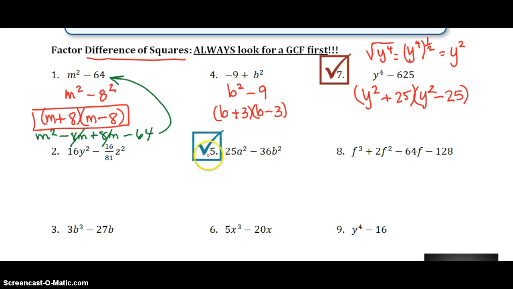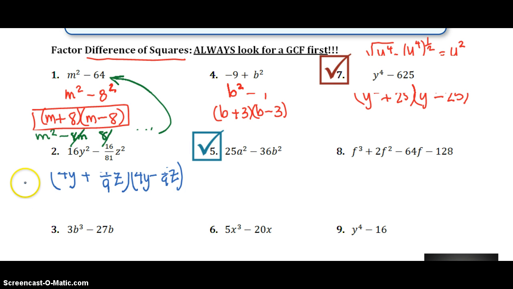All right, I might let you check yourself on number 5, but let me come back over here and do number 2. I'm sorry, I was going across instead of going down. So I'll leave number 3 for a checkpoint also. Number 2 looks a little bit intimidating. What's the square root of 16y squared? It's going to be 4y. What is the square root of 16? 4. What's the square root of 81? 9. What's the square root of z squared? z. So it's going to be 4y plus 49z and 4y minus 49z.